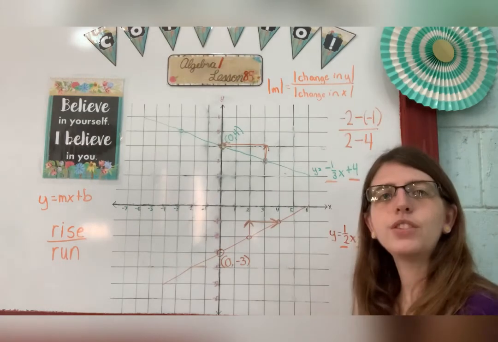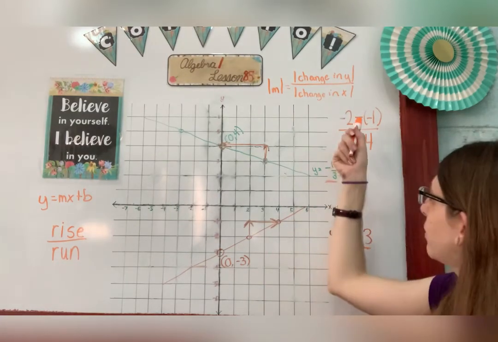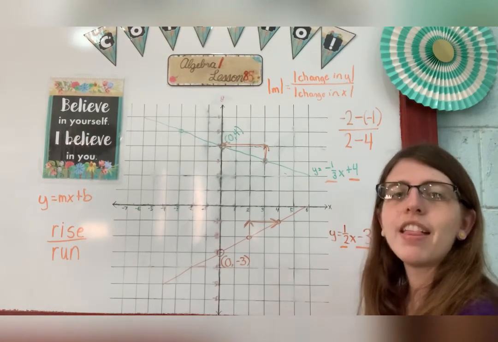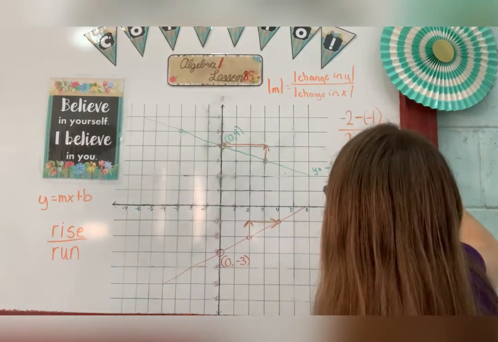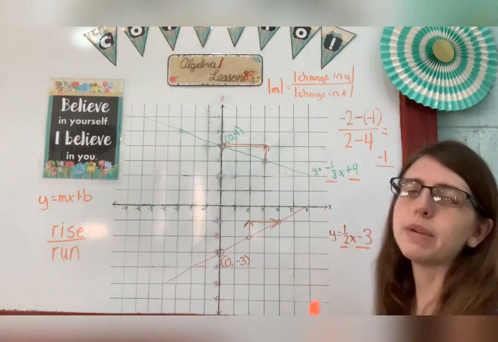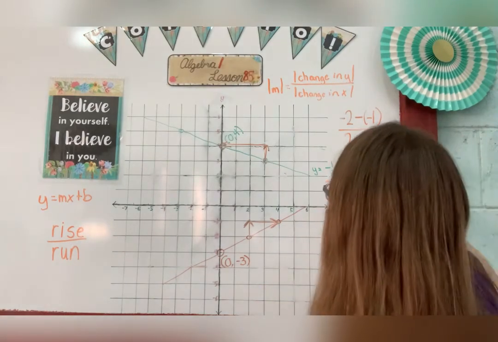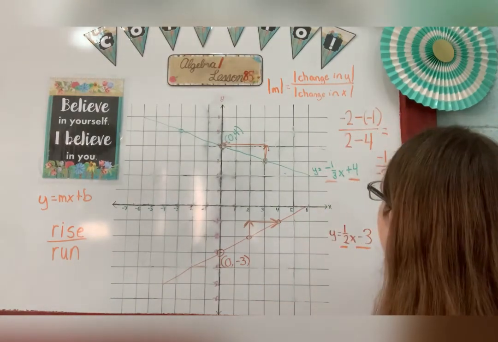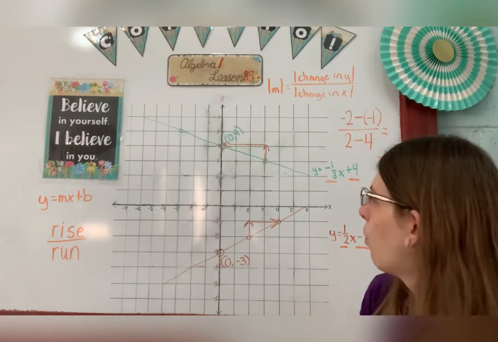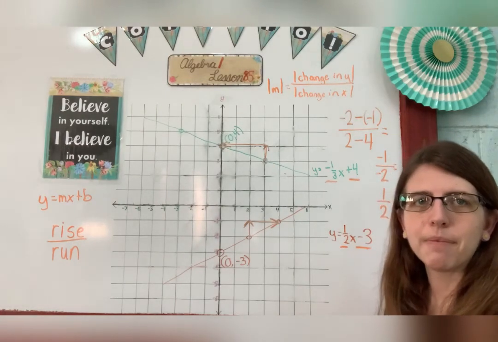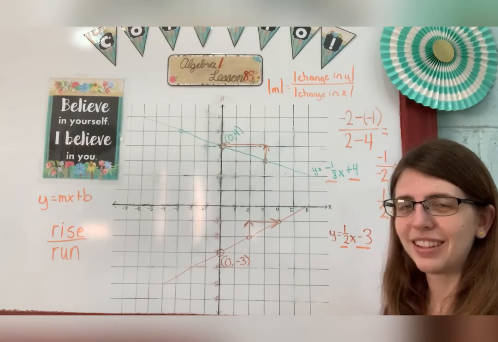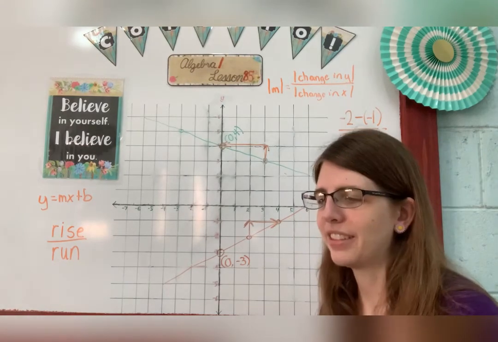So now I subtract. Negative 2 minus a negative 1. That's the same as negative 2 plus 1. That would be negative 1. And negative 1 over 2 minus 4. That would be 2 plus a negative 4, which gives me a negative 2. When I have a negative divided by a negative, that equals a positive. So I have a positive 1/2. So that's my slope. Did you get confused at all? I hope not. Let's keep looking.